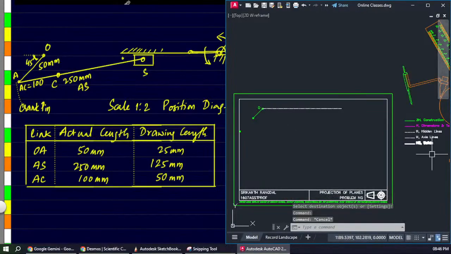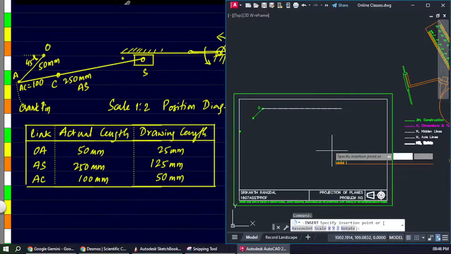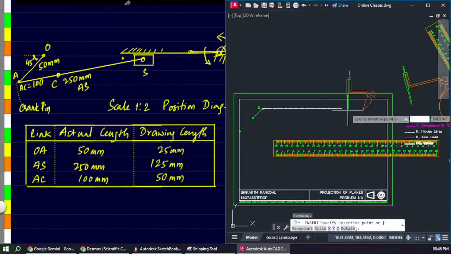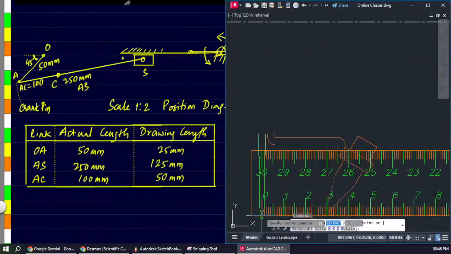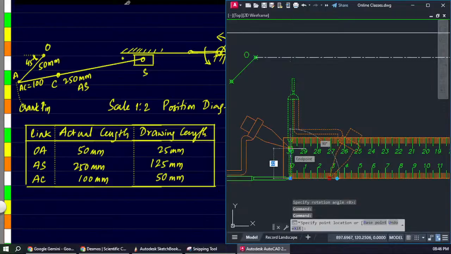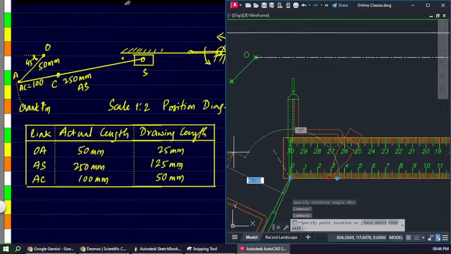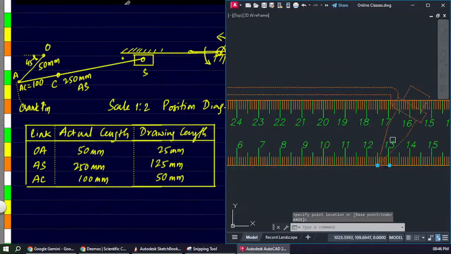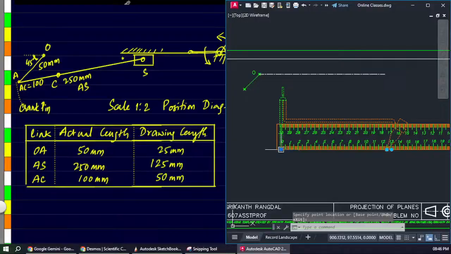Okay, let's take our scale, and let's also take our compass. We'll have to take our compass over here, and the length that we need is 250 mm. Not 250 mm, while drawing we'll have to draw 12.5 centimeters. So 12 centimeter 0.5, this is the length we need to mark.